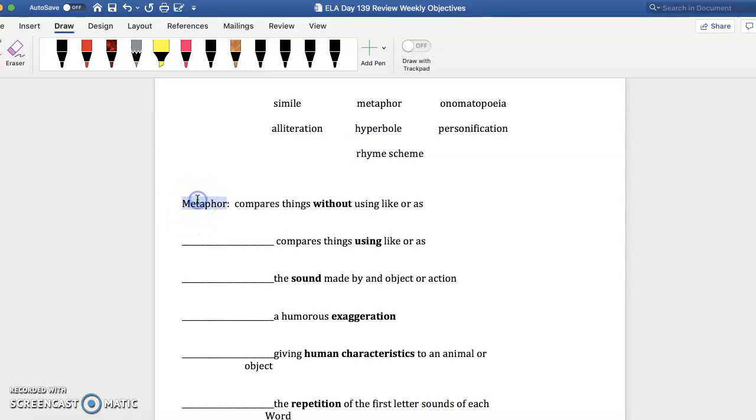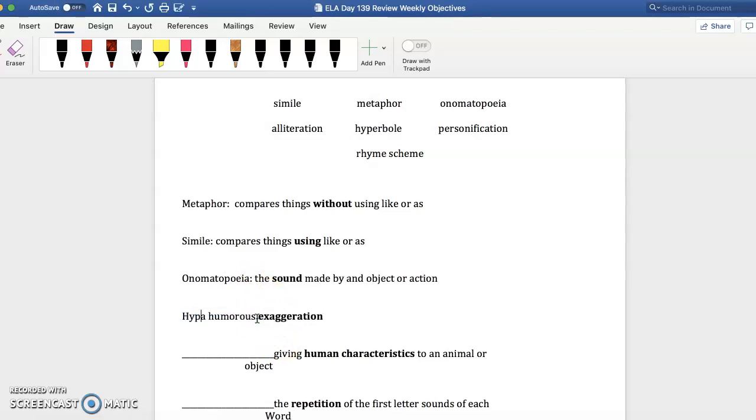Okay. All right. Compares things using like or as. We know that this is a simile. The sound made by an object or action. We know that the sound is always going to be onomatopoeia. Okay. A humorous exaggeration. We know that that is hyperbole. Okay. And when you give human characteristics to an animal or object, that is personification, and we could use the keyword person to help us out.